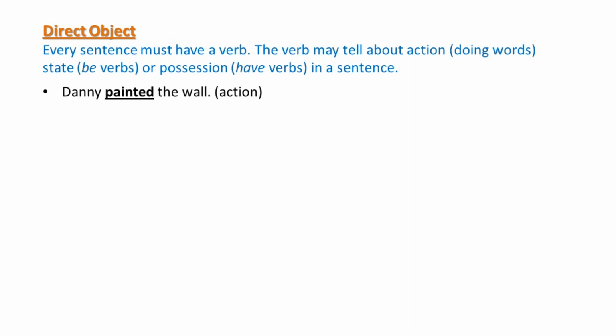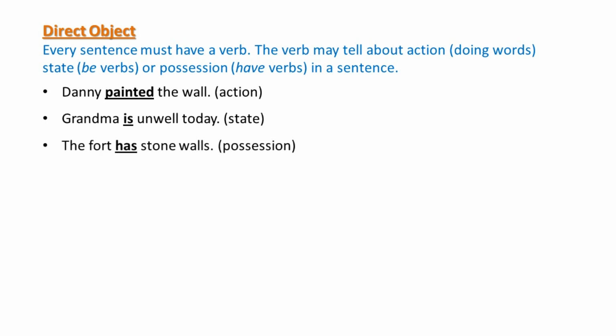Let us look at some examples. Danny painted the wall. The verb painted speaks about action. Grandma is unwell today. The verb is speaking about the state of grandma, the condition of grandma. The fort has stone walls. The verb has is telling about possession.